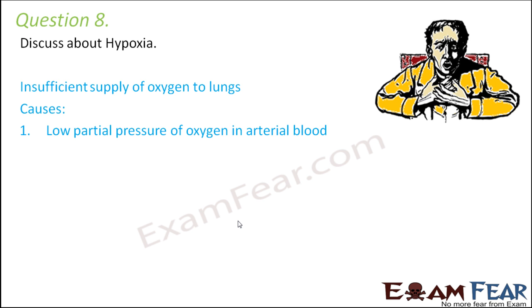For example, it could be because of low partial pressure of oxygen in the arterial blood, because the partial pressure of oxygen plays an important role. Because of this partial pressure, oxygen moves from one place to another. This condition is often known as hypoxemic hypoxia. This is known as hypoxemic hypoxia.